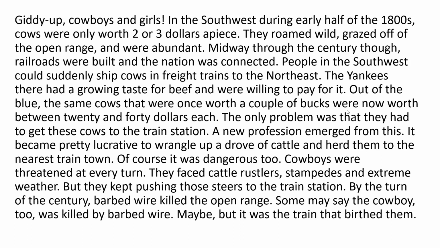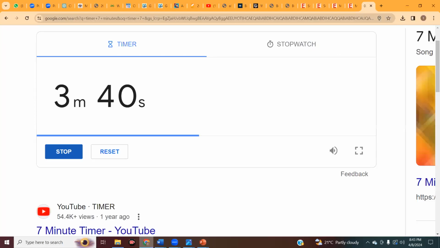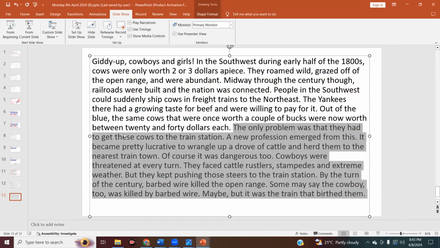All right, go ahead and take a picture of your work once you finish. Let me see how much more time y'all have. Everyone should be writing a summary based off this paragraph. You have 3 minutes and 40 seconds left.